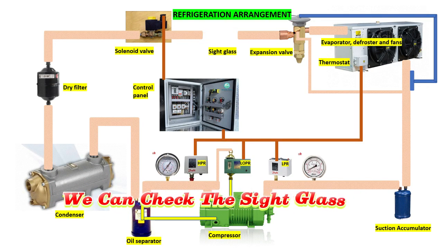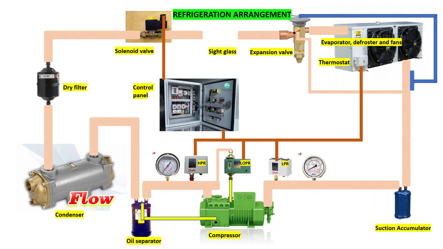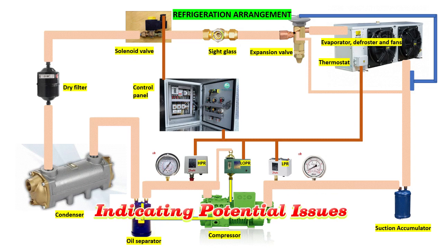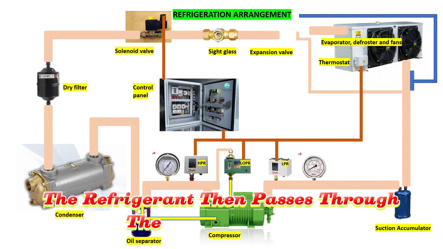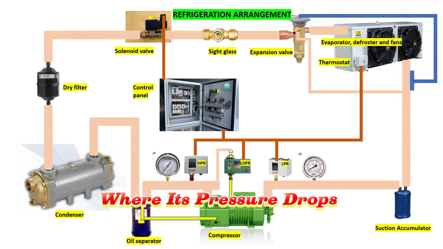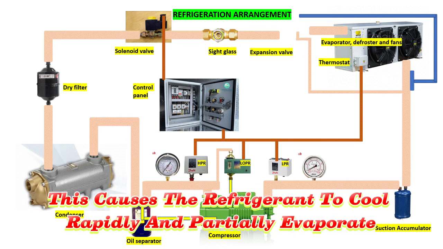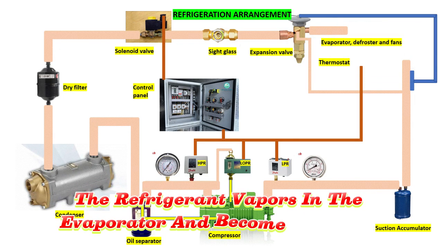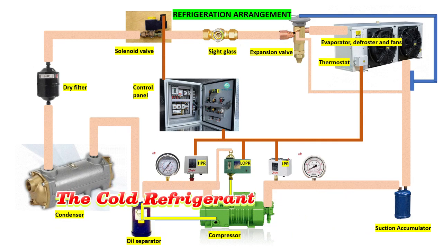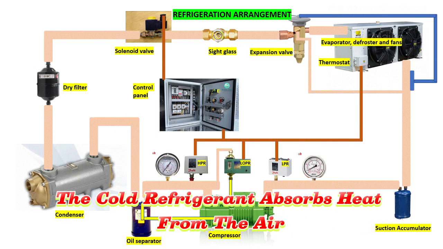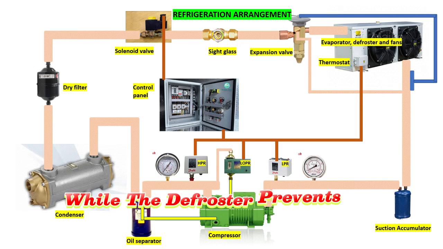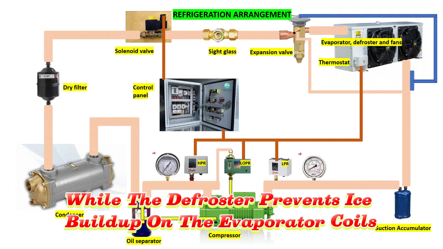We can check the sight glass to visually inspect the refrigerant flow and detect any bubbles or moisture, indicating potential issues. The refrigerant then passes through the expansion valve, where its pressure drops significantly. This causes the refrigerant to cool rapidly and partially evaporate. The refrigerant vaporizes in the evaporator and becomes very cold. The cold refrigerant absorbs heat from the air. Fans circulate the air to ensure uniform cooling, while the defroster prevents ice buildup on the evaporator coils.